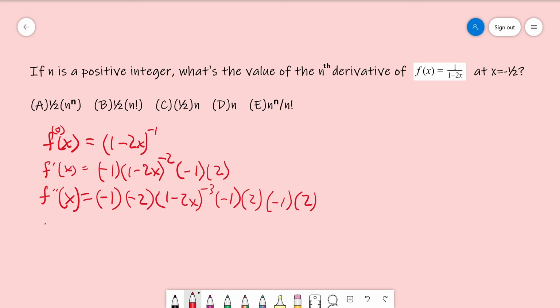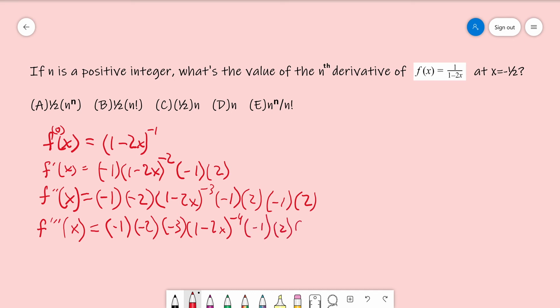Alright, and let's take one more just to get the pattern going. So we still have this negative 1 and this negative 2, and now we're going to take the derivative of 1 minus 2x to the negative 3, so we're going to have a negative 3 times 1 minus 2x raised to the negative 4th power, and then we still have this negative 1 times 2 times negative 1 times 2, and then we'll have to multiply by another negative 1 times 2 from the chain rule. So I think a pattern is starting to emerge.